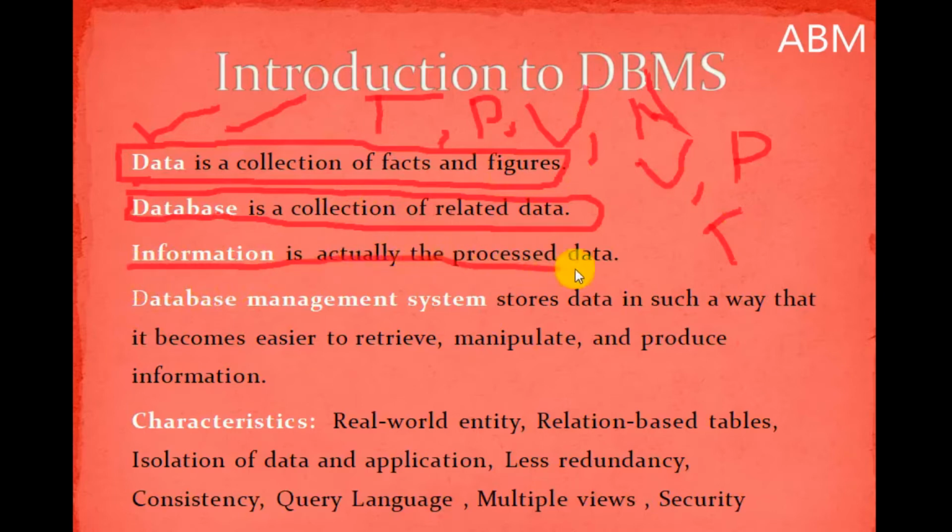Information is processed data. The data after processing is called information. For example, when you give the computer 2 plus 2, then 2, plus, and 2 are data, and the computer processes it and gives you the result 4, then 4 is called information.